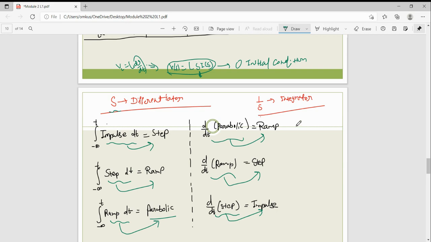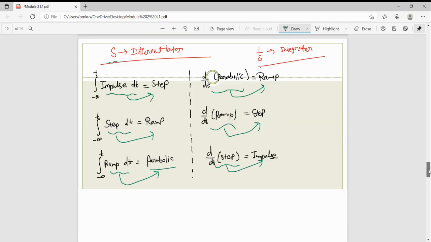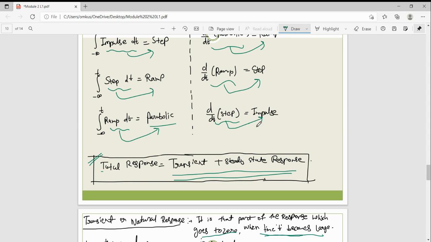That means a single s represents differentiation and 1 by s represents integration. So what is the relation between these standard test signals? Integration of impulse gives step, integration of step gives ramp, integration of ramp gives parabolic, and similarly the derivative of parabolic gives ramp, and the derivative of step gives impulse.